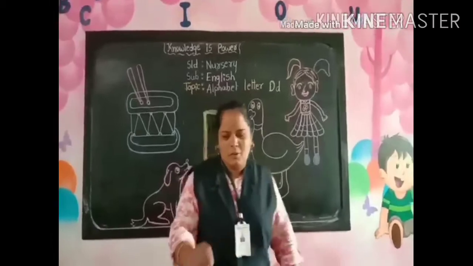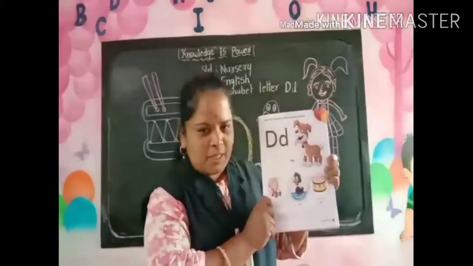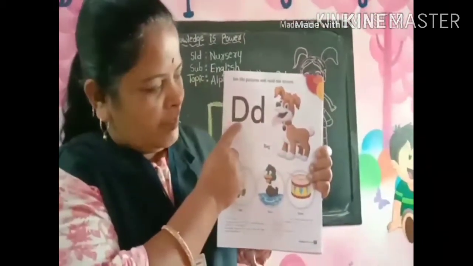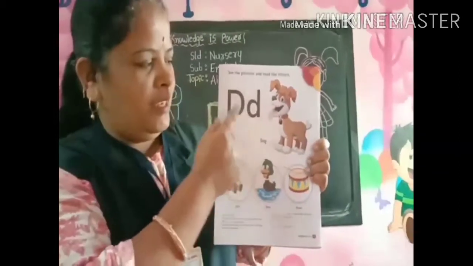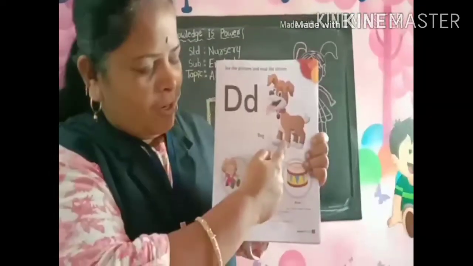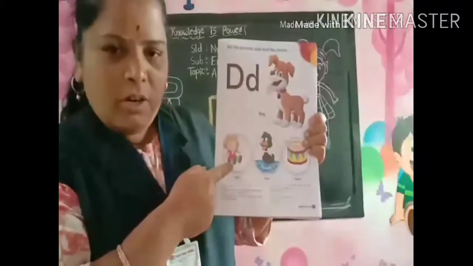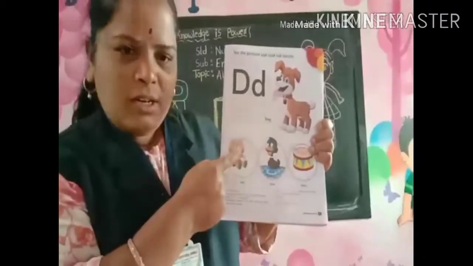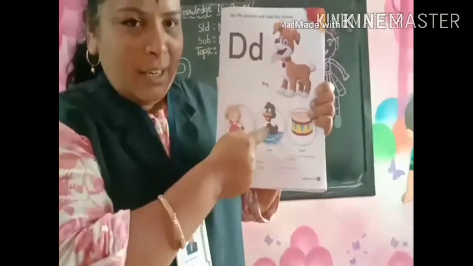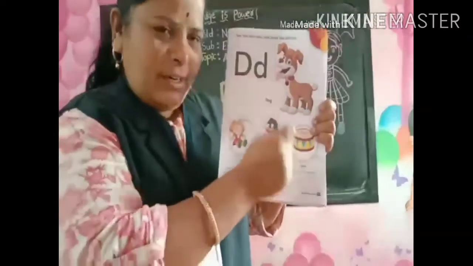Okay, children? Look here. Look at the picture. Which letter is this? Capital D, small d. D for dog. D for doll. D for duck. D for drum. Okay?